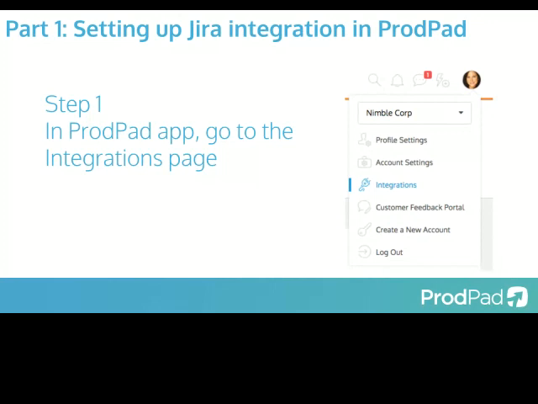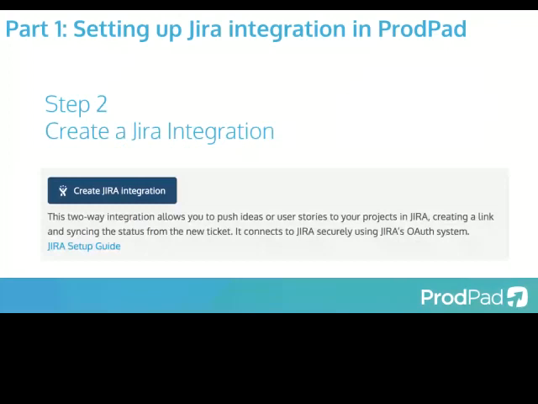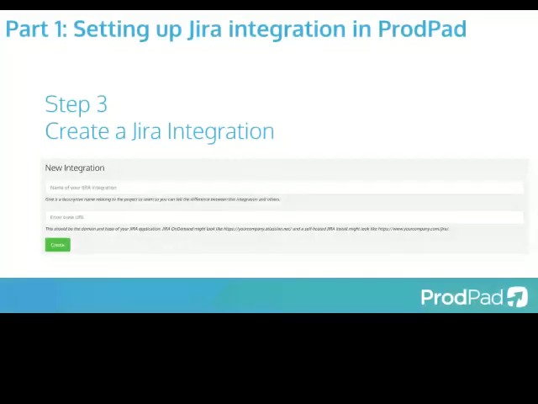You go into ProdPad and go to the integrations page. So you can access this from the top corner. You click on the button to create a Jira integration and give it a descriptive name. And the important thing here is to give it a name that describes which project it's going to go to. Now, if you just have one team in Jira and they're all going to be working on the same thing, you can just call it Jira development.